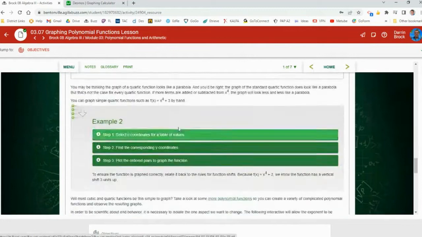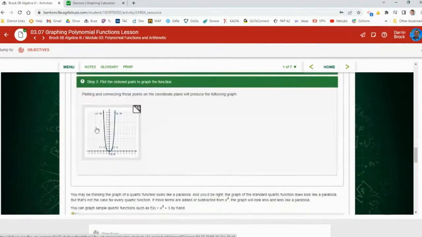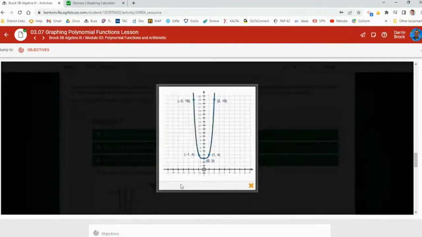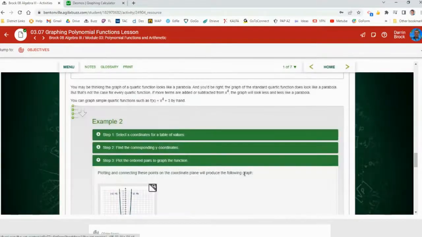Okay, so x to the fourth plus 3. It should be the exact same graph, just plus 3. Everything will go up. If we look at it, everything just went up 3. Just adding that plus c on the end changes vertically how it's going to look.